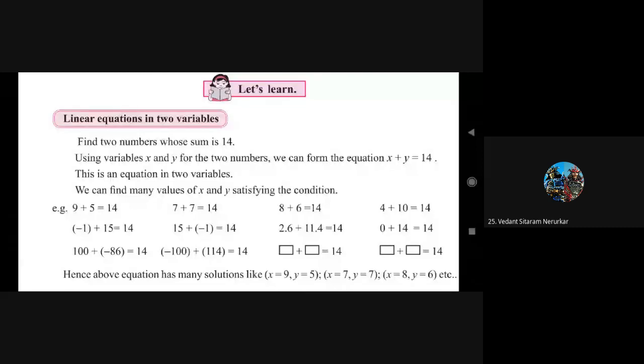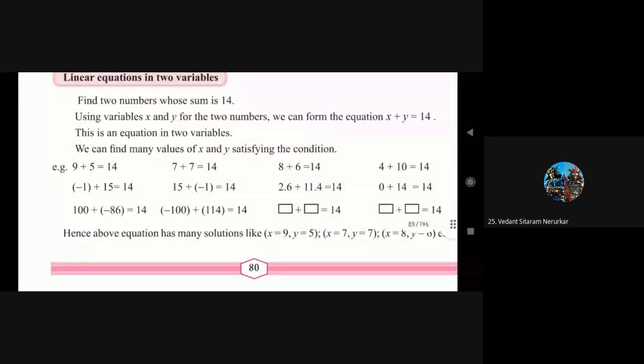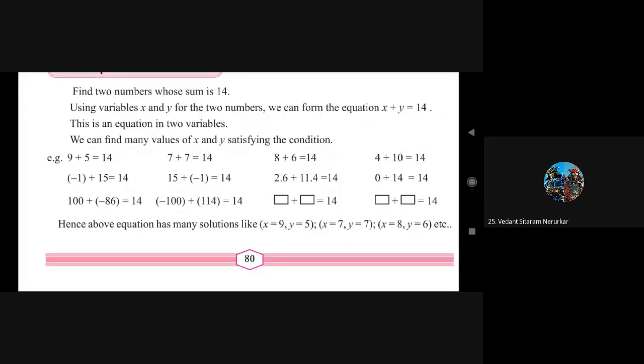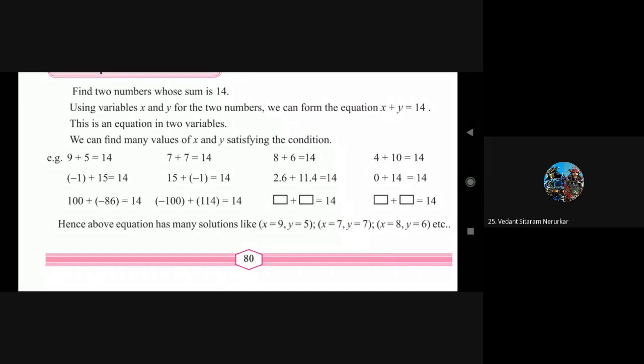So we can find many values of x and y satisfying the condition. Right, so see, they have also given several examples, that is 2.6 plus 14, 11.4, again minus 100 plus 114, and so on. Hence, the above equation has many solutions, as x is equal to 9, y is equal to 5, x is equal to 7, y is equal to 7, and so on. There are n number of solutions.